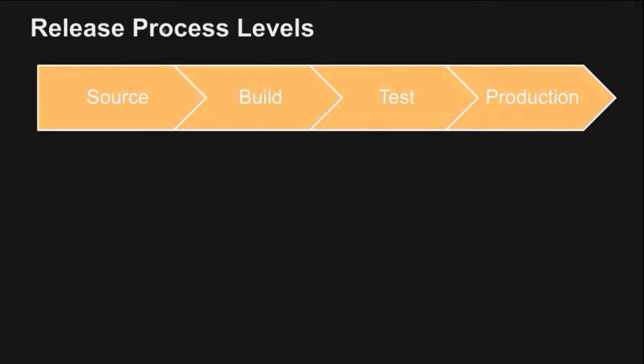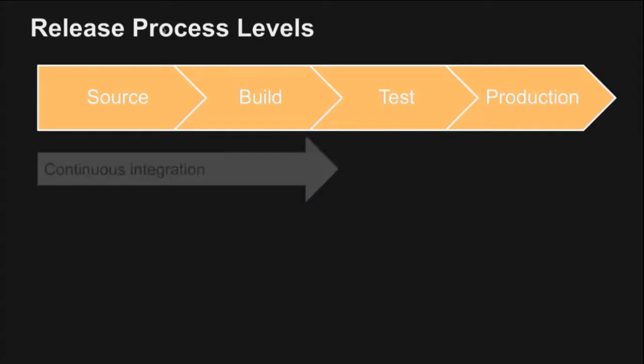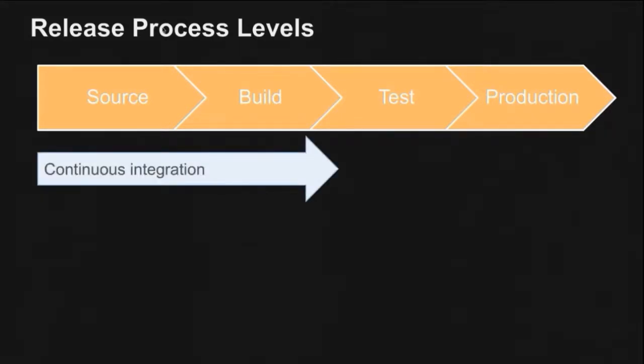So let's talk about the process levels for each of these major phases. First, we have continuous integration. This is where we go through at least the build phase with some basic automated testing on the applications. Continuous integration is the practice of checking your code into a versioning repository continuously and then verifying each change with an automated build and test process.